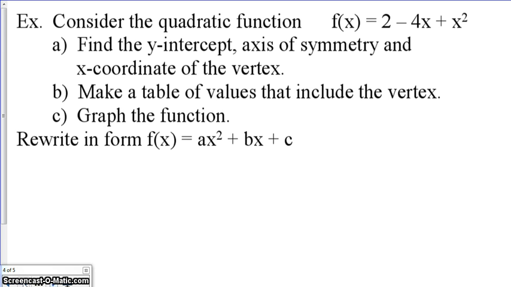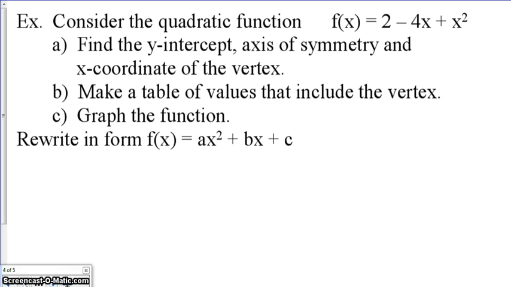Consider the quadratic function f of x equals 2 minus 4x plus x squared. We're going to find the y-intercept, the axis of symmetry, and the x-coordinate of the vertex. We're going to make a table of values that include the vertex, and then we're going to graph the function. Always remember to rewrite your quadratic in the form f of x equals ax squared plus bx plus c, so that you can accurately see what your a value is.